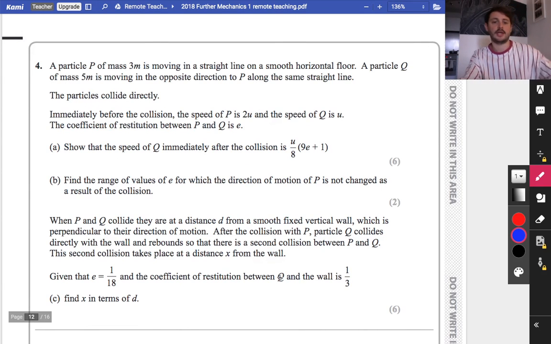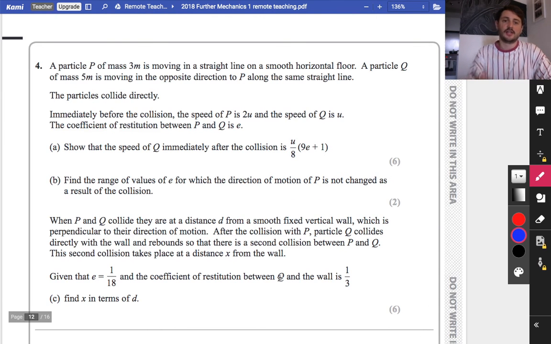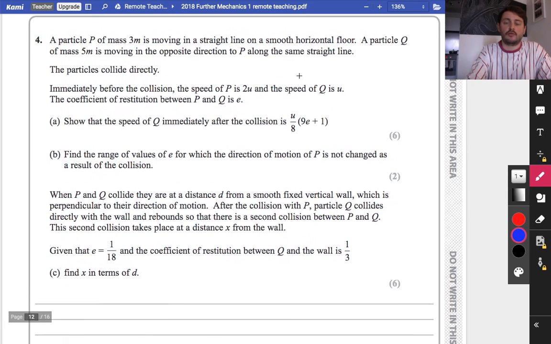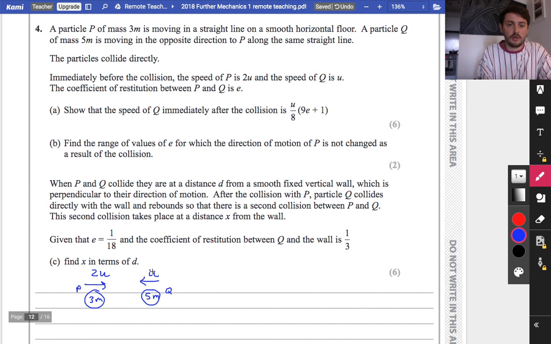Question 4. I love these kind of questions. I think there's actually only 4. Great. Okay, a particle P of mass 3m is moving in a straight line on a smooth horizontal floor. A particle Q of mass 5m is moving in the opposite direction to P. So as soon as I know some information on it, this one is 3m and it's P. This one is 5m and it's Q, and they're moving in opposite directions. Immediately before the collision, the speed of P is 2u, and the speed of Q is u. The coefficient of restitution between them is e.